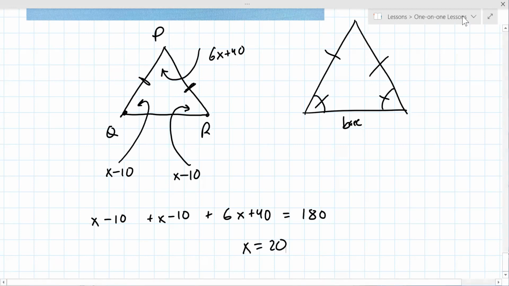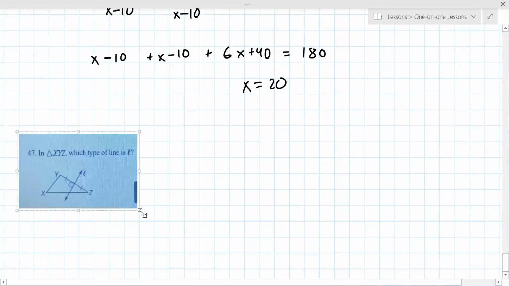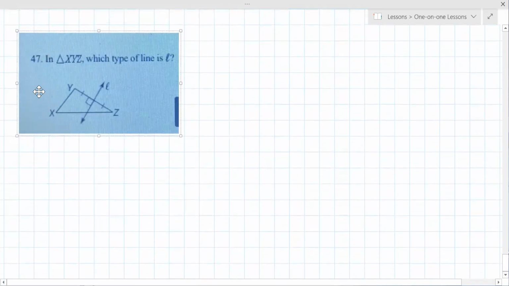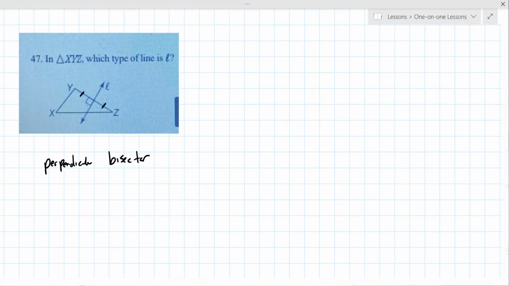Okay. We're on to 46, 47. I don't have the answers for 47, but I can just tell you verbally what the answer is. Line L goes through this side over here of this triangle. It's perpendicular and it bisects the sides, which means they're both congruent. Hopefully that's an answer, because I don't see any in that. Yeah, it is. It's A.